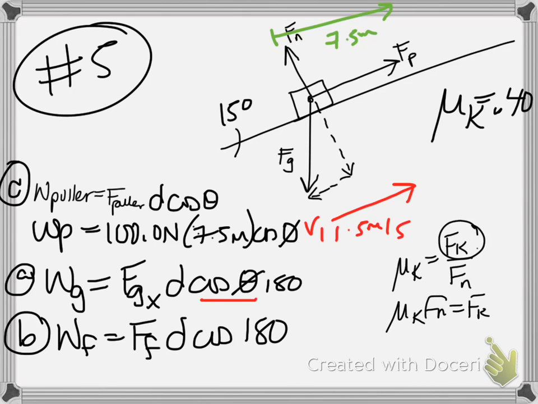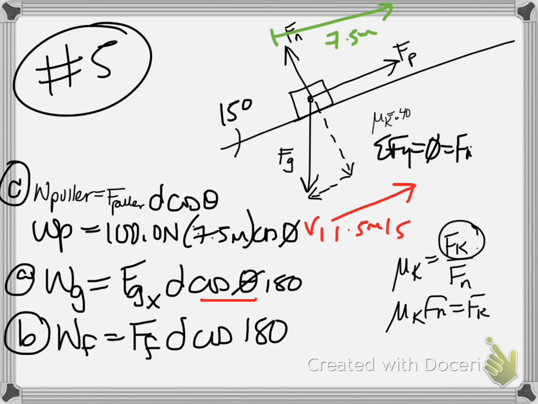And how do we find Fn? We have to do sum of forces. So the sum of forces on the y equals 0, equals Fn minus mgy. So it would be mass times gravity times cosine theta, cosine 15. Is that okay? Do we need more conversation about that? Gravity and friction are both doing negative work, and this is that conversation we had on Friday. If you weren't here, you need to watch the video about negative work and cosine of 180.